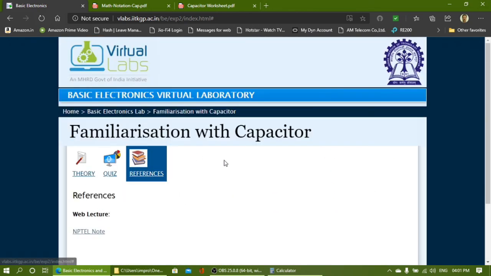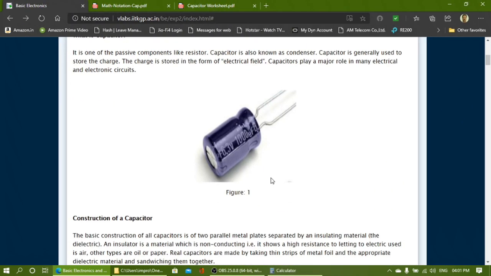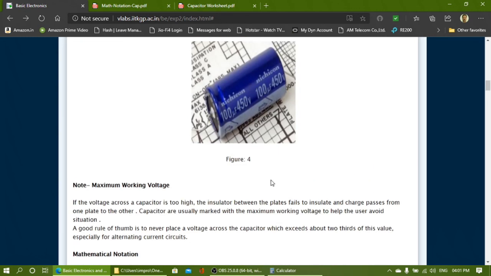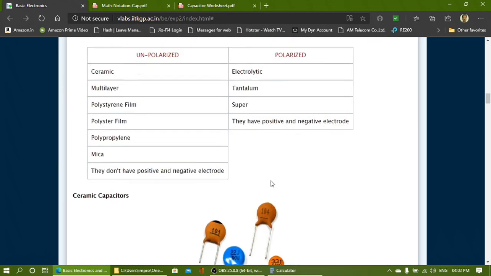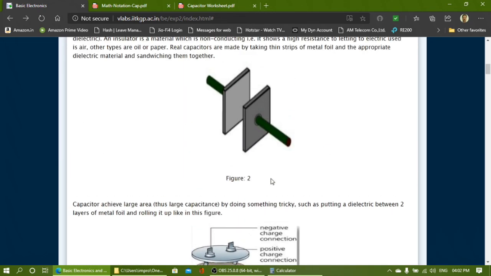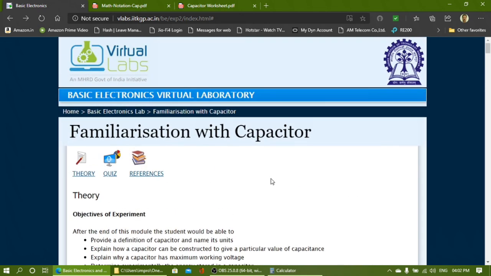Now if you want, you can go through this reference book, where a link has been provided, NPTEL notes. So for today, our familiarization with condensers or capacitors has been completed. So practice what I have described to you, and if you have any further questions, ask when our college has started. Thank you.